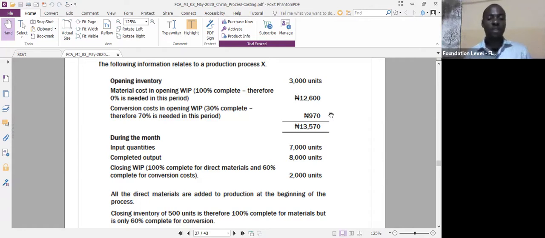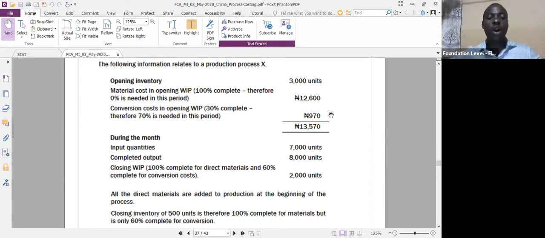Then during the period, which is different from the cost of opening inventory, we have input quantities. We inputted 7,000 units this period, and what came out is 8,000 units completed. So closing work in progress, 2,000. It means that 100% is complete for materials because at the beginning of the process, we add all the materials. But for labor, it is 60% completed.